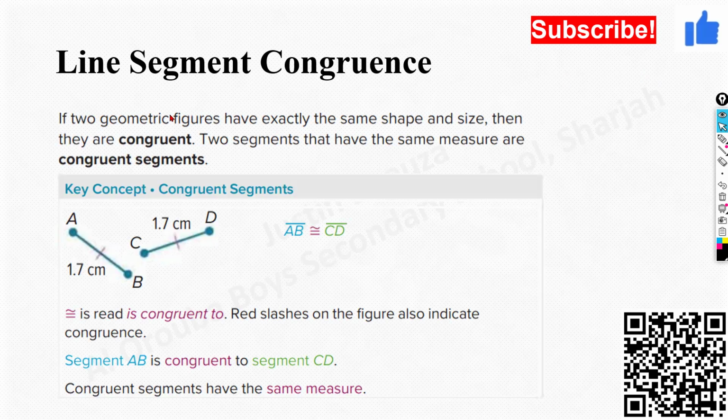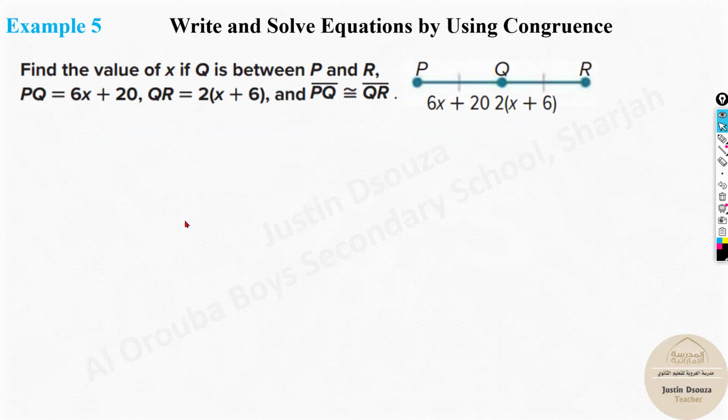Now, about line segment congruence. Imagine if two line segments are congruent, then they must have the same length. That's as simple as it gets. So whenever there are two congruent segments, no matter what, they will have the same lengths, the same measures. Now, over here, find the value of x between P and Q.